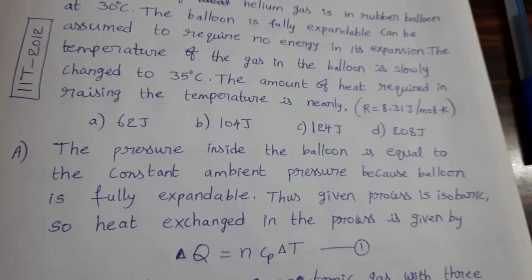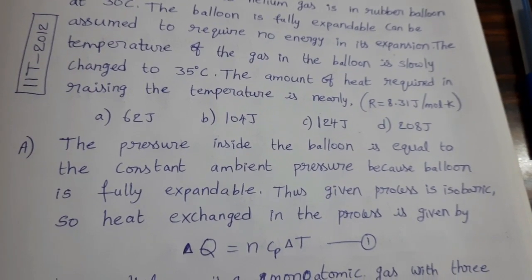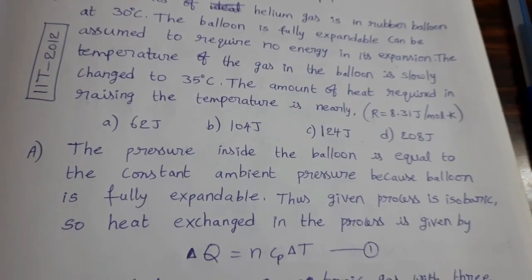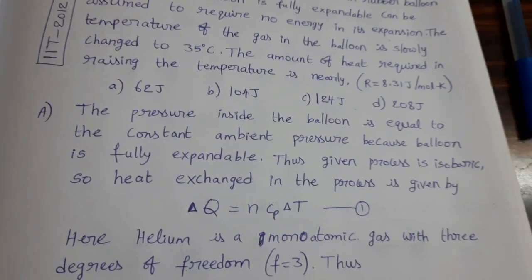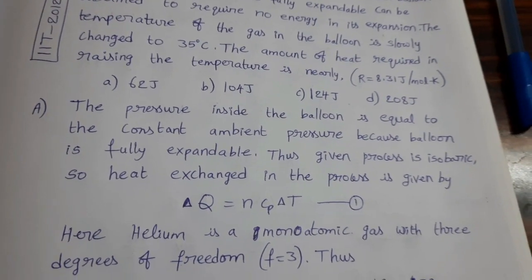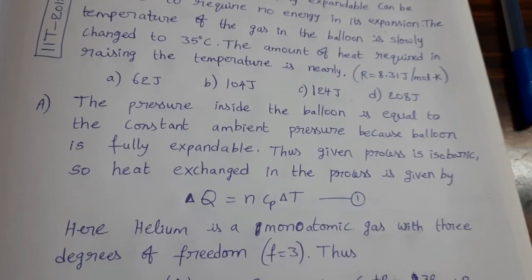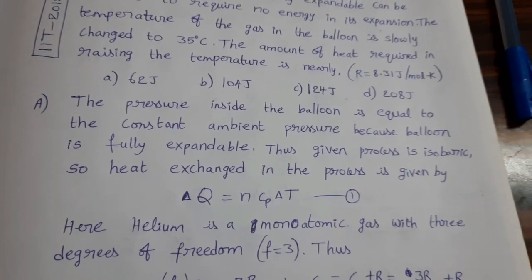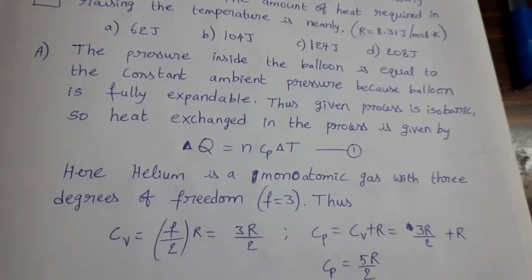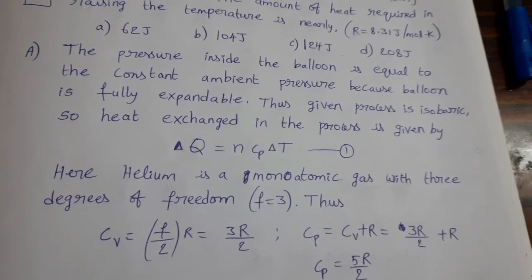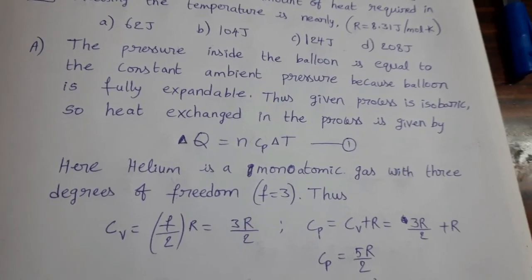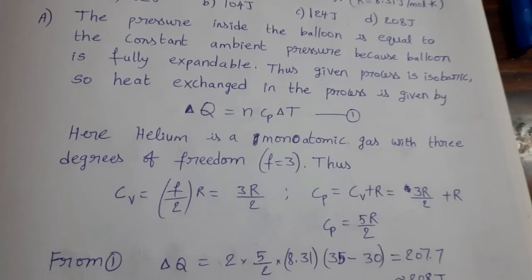So heat exchanged in this process is given by delta Q equal to n into Cp into delta T. Here helium is a monoatomic gas. So what is the degrees of freedom for a monoatomic gas? 3. That means f equal to 3. Thus Cv equal to f by 2 into R, that is 3R by 2. Cp equal to Cv plus R. Finally, we can get Cp equal to 5R by 2.